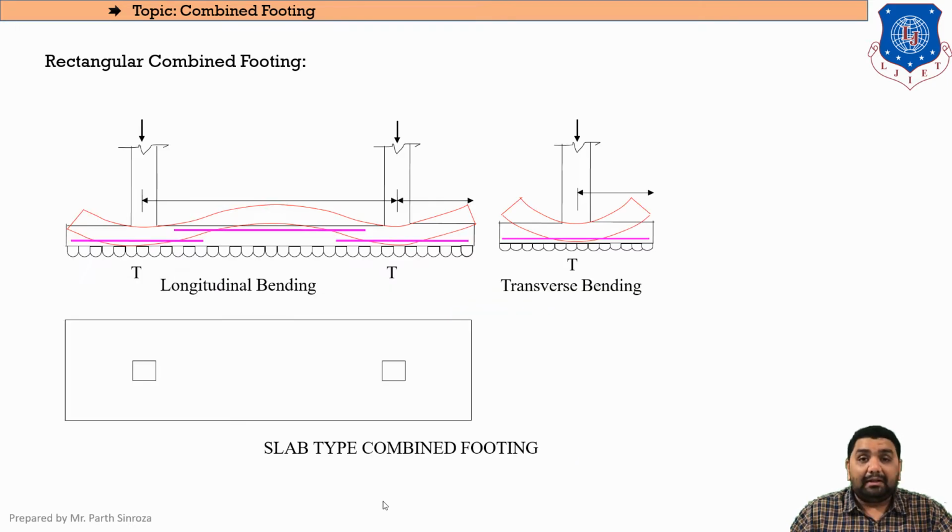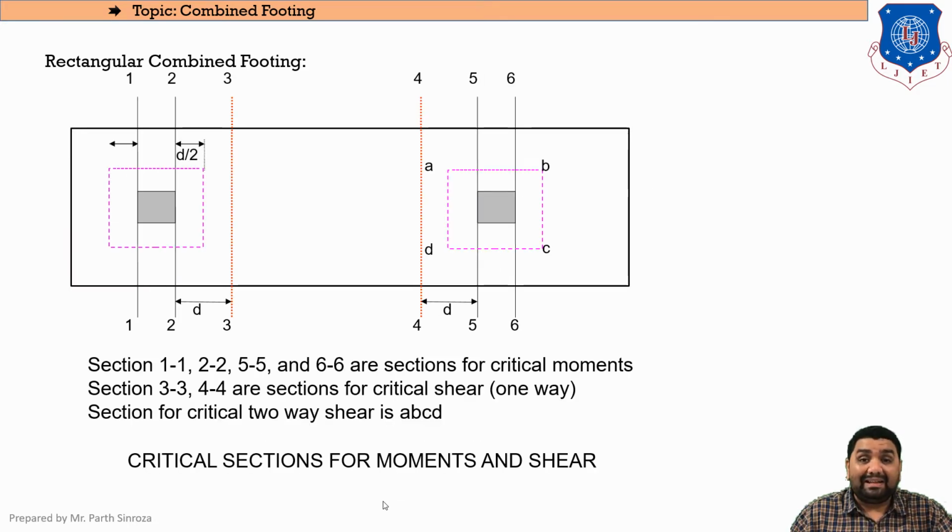So moving further, rectangular combined footing. This is the longitudinal bending that you will be getting in a rectangular combined footing, and this is the transverse direction bending that will be in the form of sagging. The longitudinal bending will be in the form of a wave structure, and the transverse bending will be in the form of a sagging moment. Clear? So moving further, these will be the critical sections that you need to study for design purposes, but design is not asked in your examination.